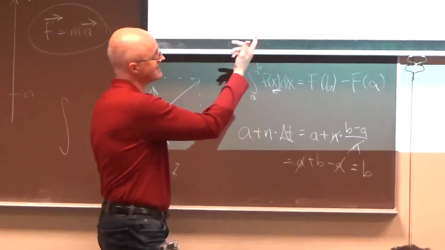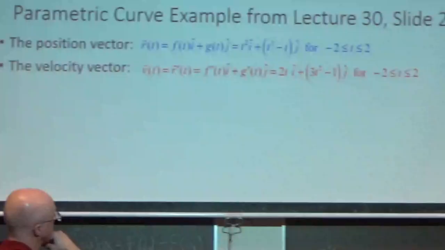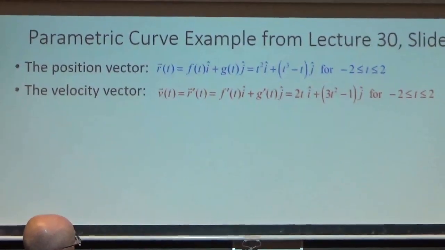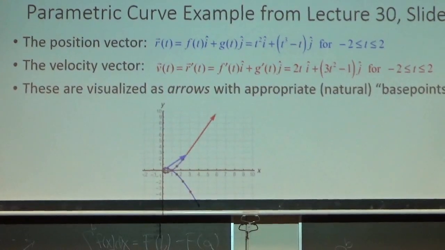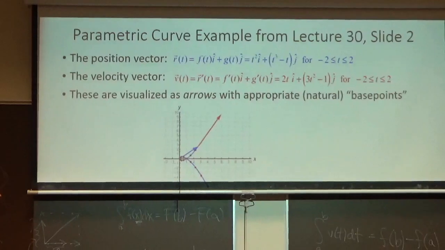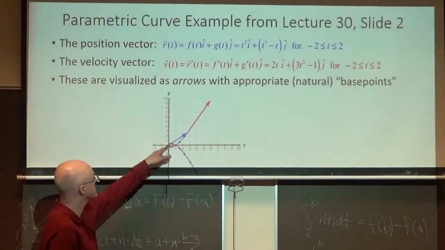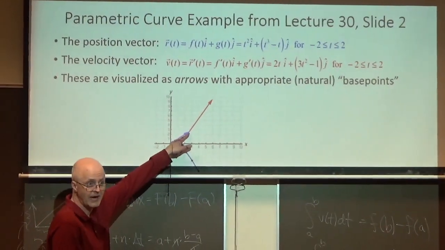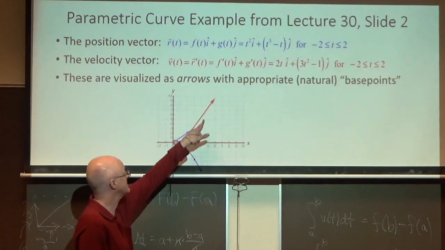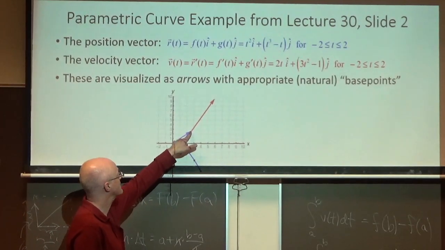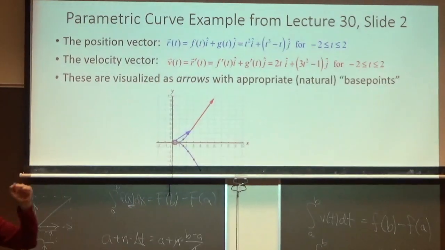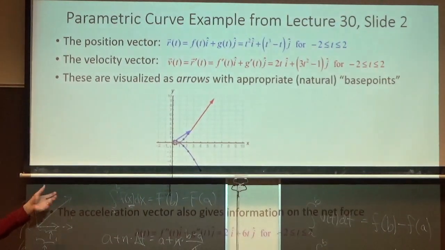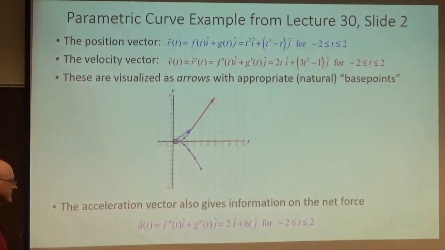To find the velocity vector, you just differentiate each part of the position vector, the f and the g, and draw these things as arrows. It's best to put the position vector to start at the origin, because then its tip will be at the location of the object. It's best to put the velocity vector to start at the location of the object, because then it points tangent to the curve. And the acceleration vector can be found with a second derivative.